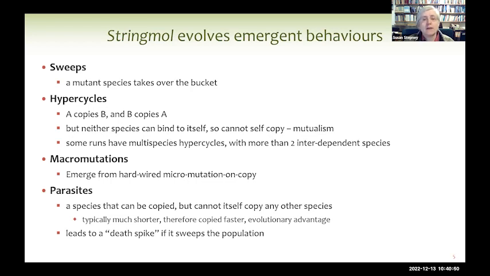And one of the things that can happen if you get parasites is you can get a death spike. The parasites take over the bucket, and once the bucket is full of parasites, well, there's nobody left to do any copying. And so then the parasites die out.